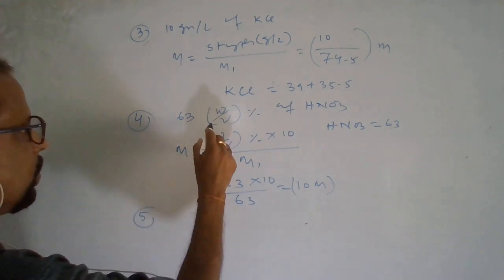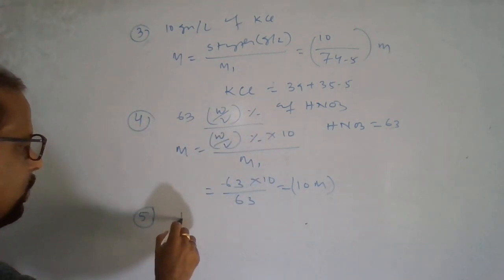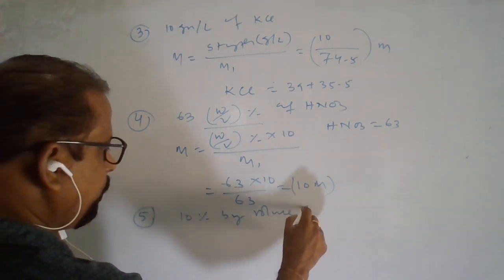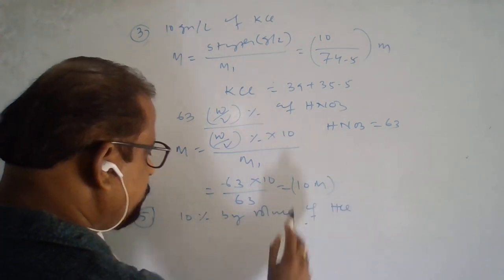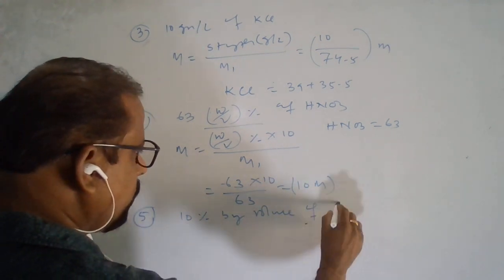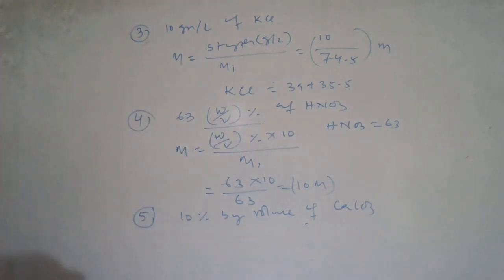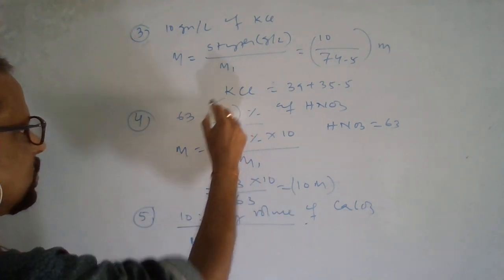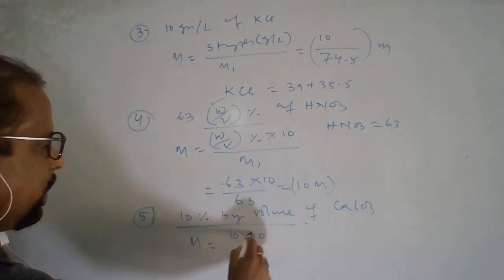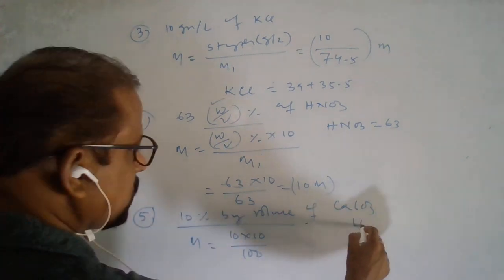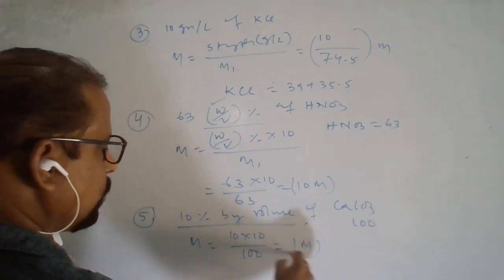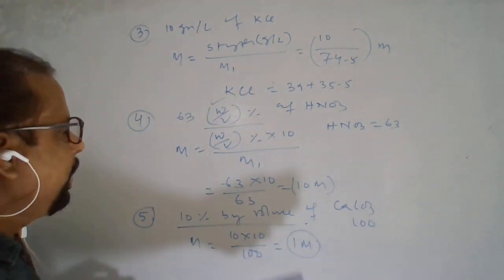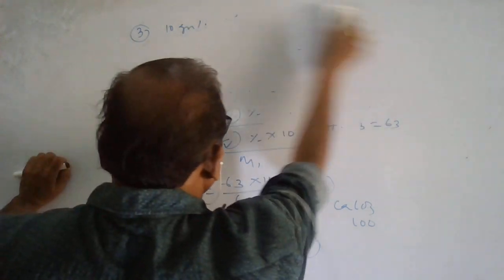Similarly, that is the W by V percentage. Suppose it is given 10 percentage by volume of HCl or 10 percentage by volume of CaCO3. What is the molarity of the solution? So here the molarity is equal to 10 percentage by volume, it is the same thing. It will be 10 into 10 by the molecular mass of CaCO3, which is 100. So that is equal to 1 M solution. So that way you can calculate the molarity from the W by V percentage. Directly you can solve here.